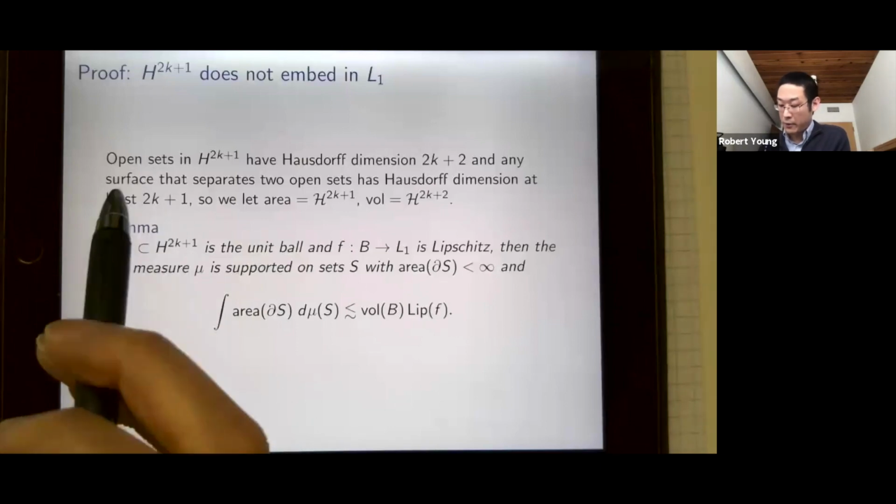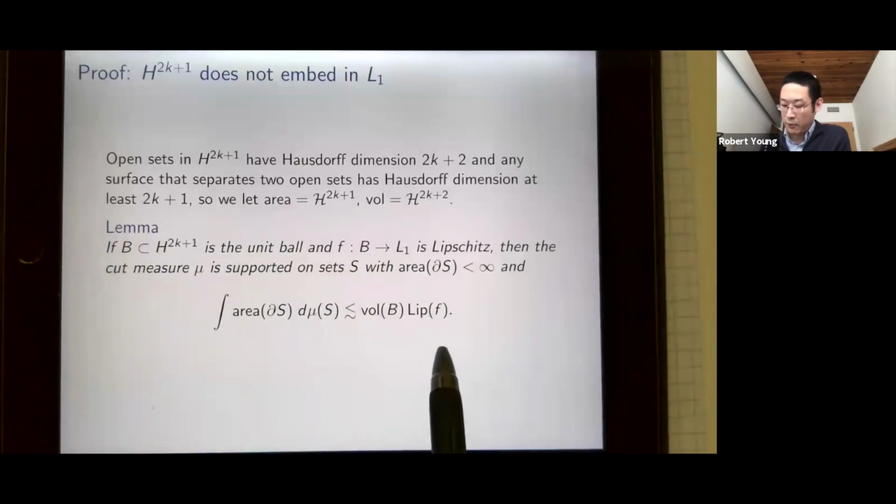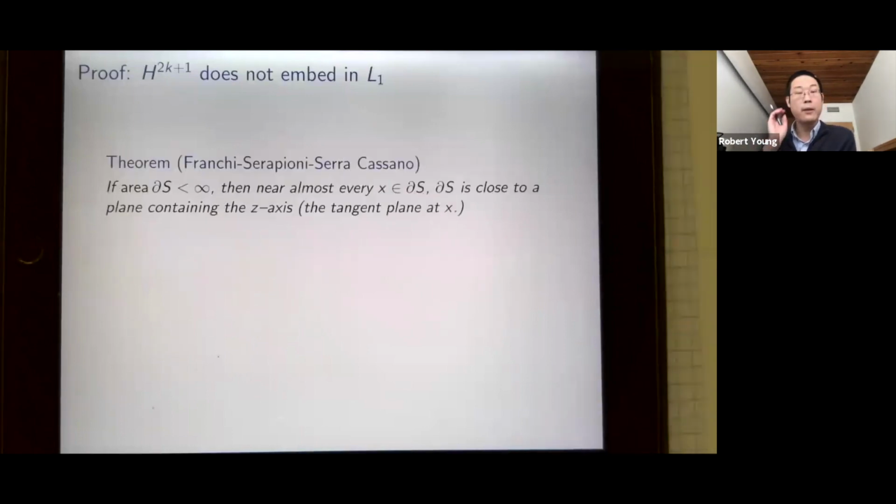So we've reduced from Lipschitz maps to L1 to cuts of the Heisenberg group to finite perimeter cuts of the Heisenberg group. And that lets us apply theorems about finite perimeter subsets of the Heisenberg group. For instance, Franchi, Serapioni, and Serra Cassano showed that if you have a finite perimeter subset of the Heisenberg group, then it is rectifiable in the sense that near almost every point in the boundary is close to a plane containing the z-axis. The set has a tangent plane, and that tangent plane is vertical.